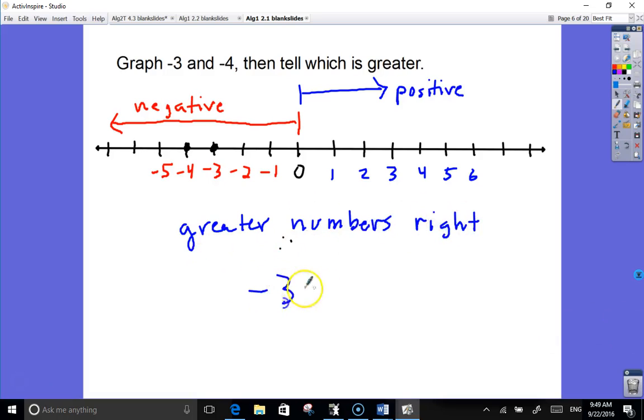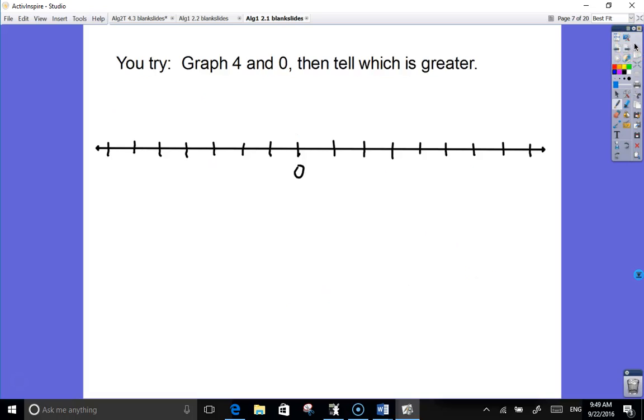So -3 is greater. Okay, next. So you try it. Graph 4 and 0 and then tell which one is greater. I have a little situation with you.